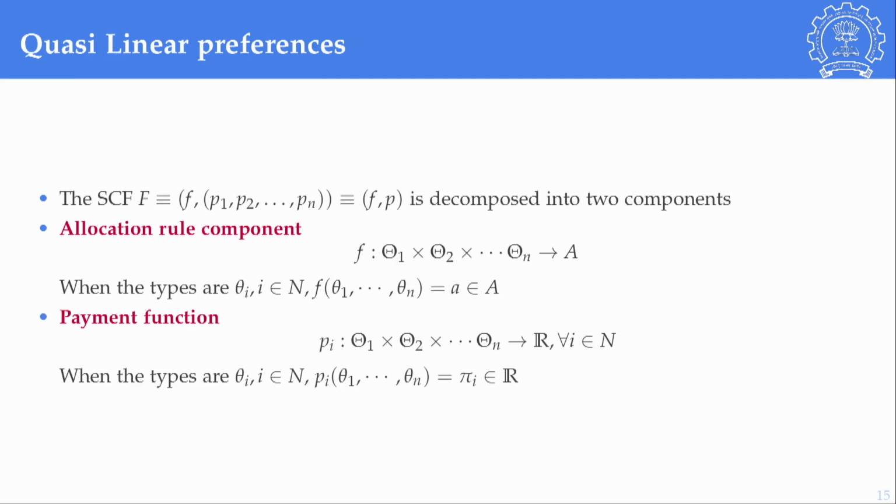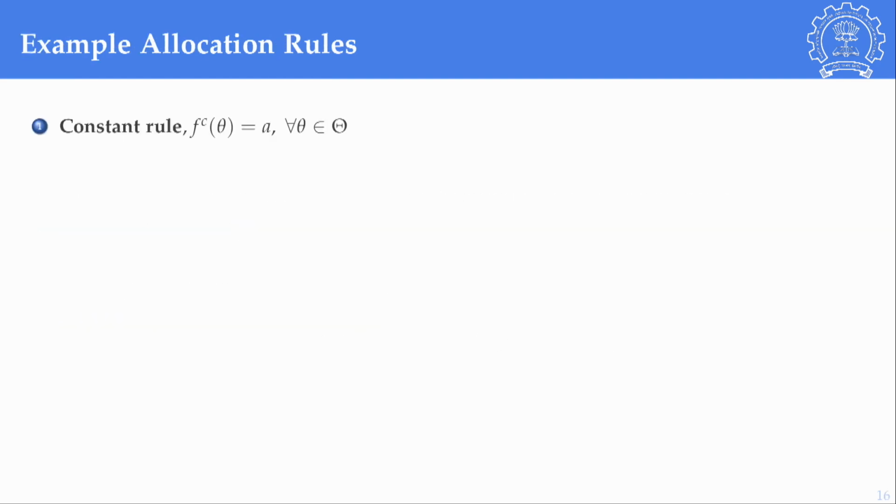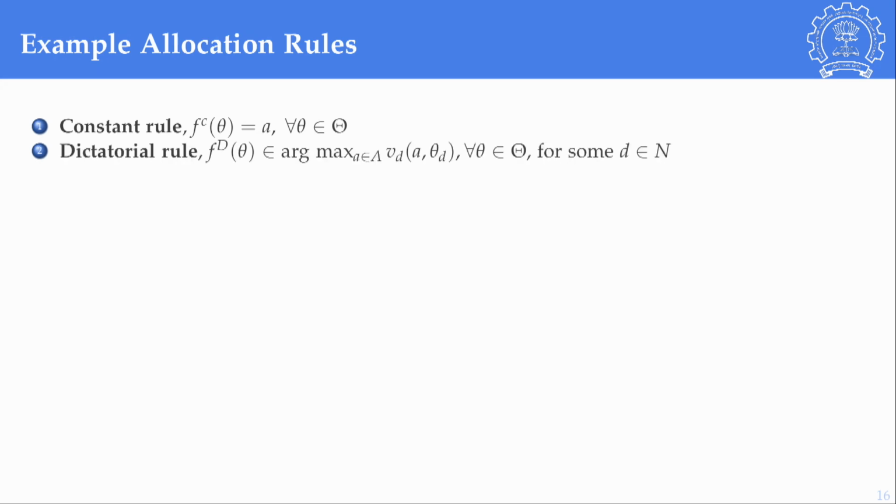Now, let us look at both these two things, some allocation rules, some payment rules, just to get familiar. So, there could be some very dumb rule, which is just a constant rule. I do not even look at anybody's type, I just take a constant decision, the way the government does things, do not ask for anybody else's preference, just do it.